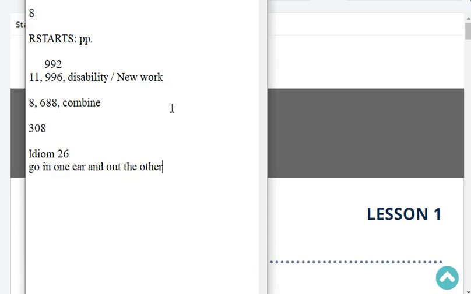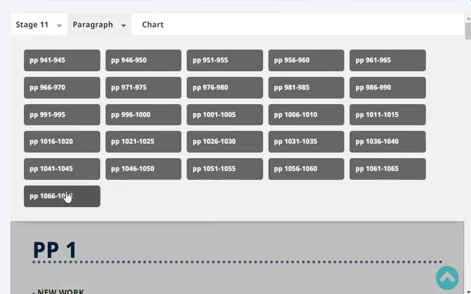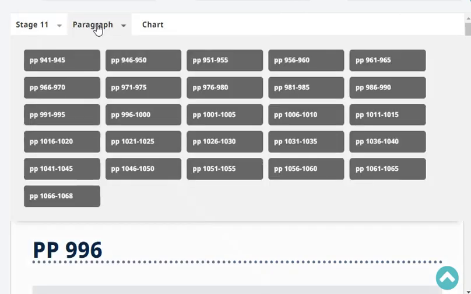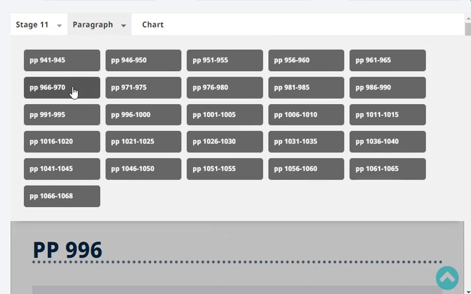We are at stage 11, paragraph page 996. Yes. And our last headword was disability, newer type of lesson. Okay, very good. So let's start with our revision.